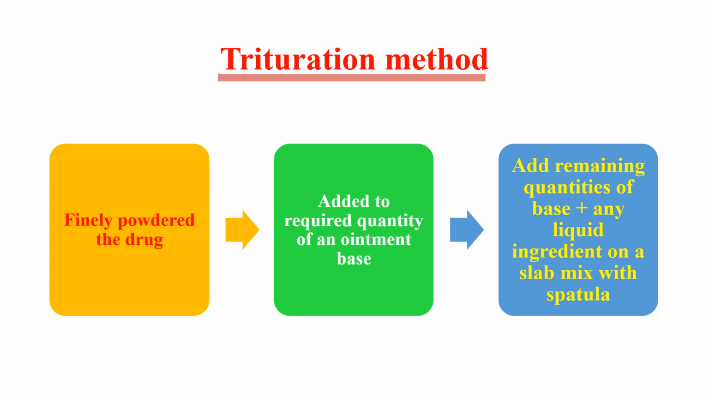Take a slab and a spatula or a mortar and a pestle and prepare your ointment. Now, in this method, what are you going to do? First, take the drug and powder the drug. The powdered drug is added to the required quantity of the ointment base. Or you take your ointment base in 2 parts. To half of the base, you add your drug. After mixing these two together, add the remaining quantities of the base and any liquid ingredients on a slab and mix with the spatula.